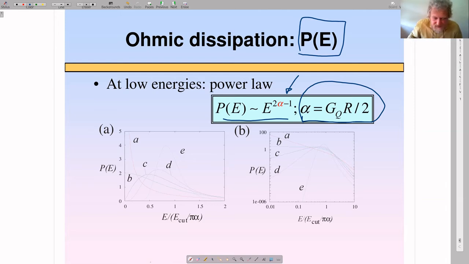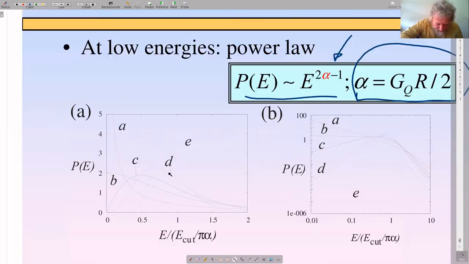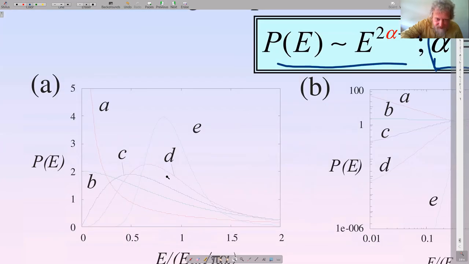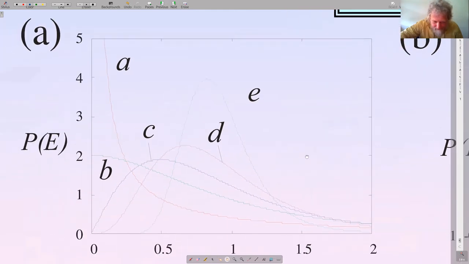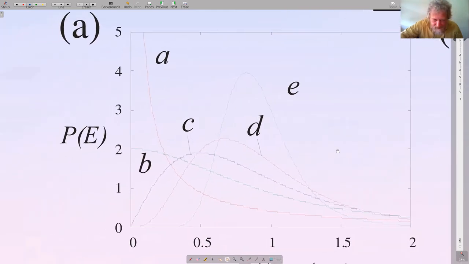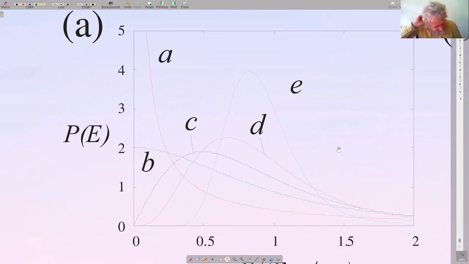Let me just look at the left plot. I have to zoom in. Last time my computer crashed because of that. No, it doesn't. Hopefully. Good. So we see now different curves, and the vertical axis is P of E, and the horizontal axis is energy.